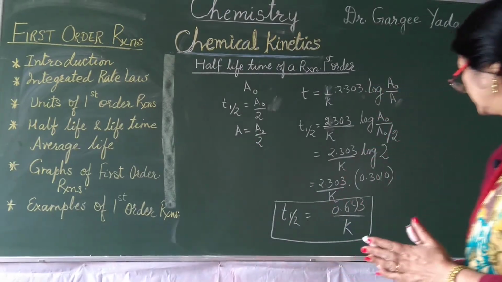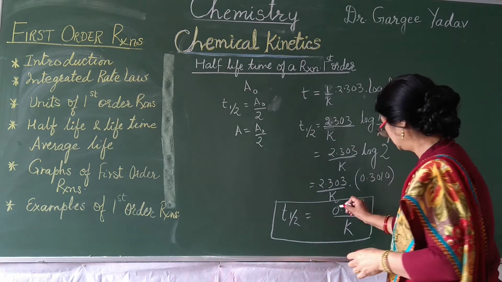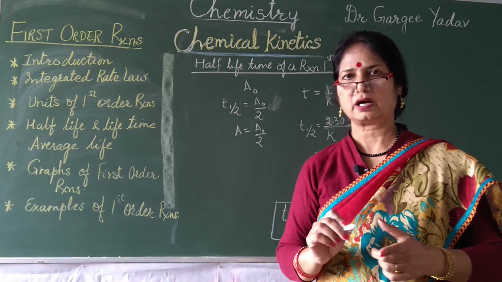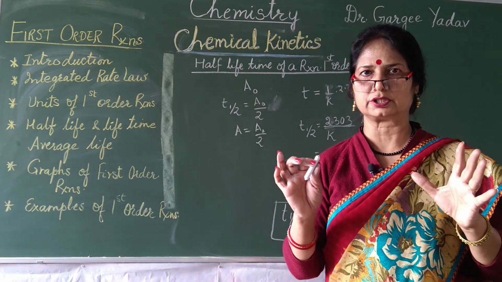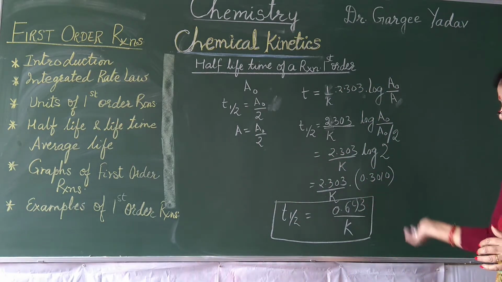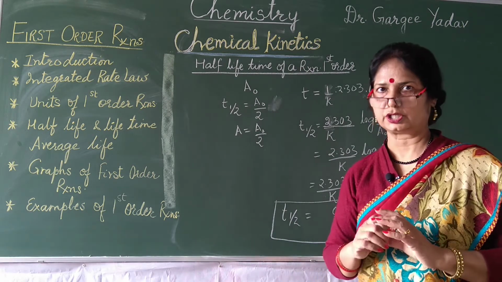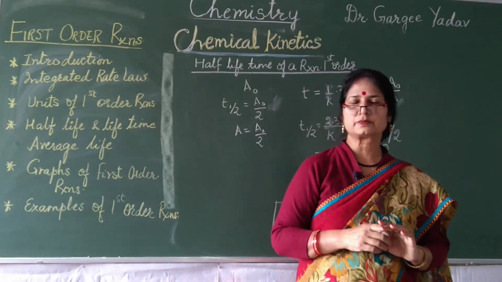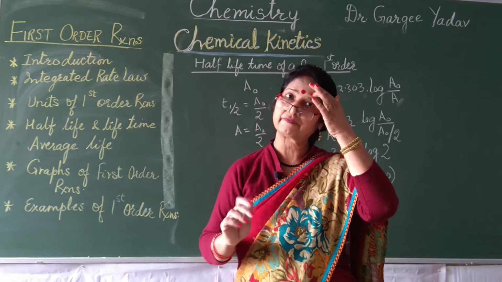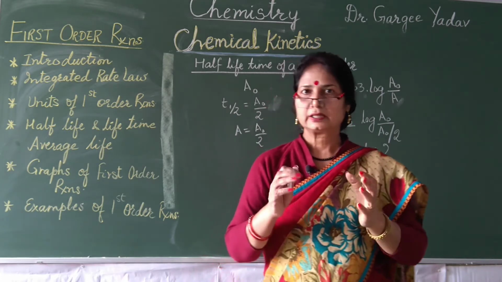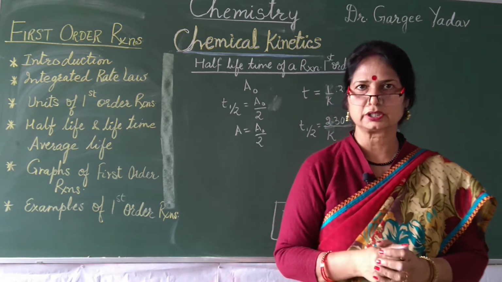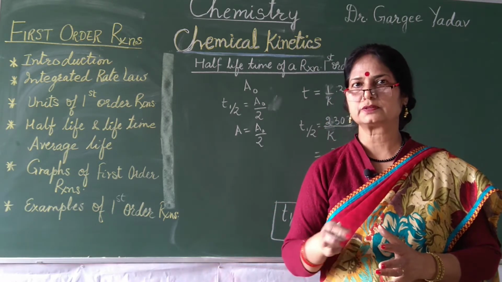So what we see from this equation is that there is no concentration term over here. Means the half life is independent of the initial concentration. This means suppose you take the concentration will be consumed, but the half life will be independent. Suppose the reaction takes 10 minutes and suppose the initial concentration is 10 molar and the reaction takes 10 minutes to reach its half life.